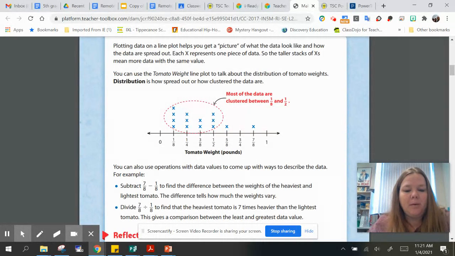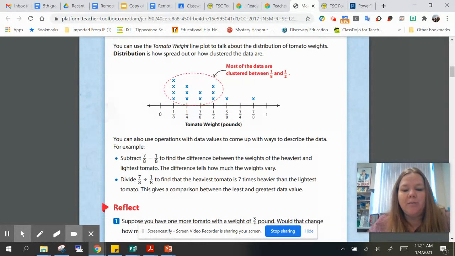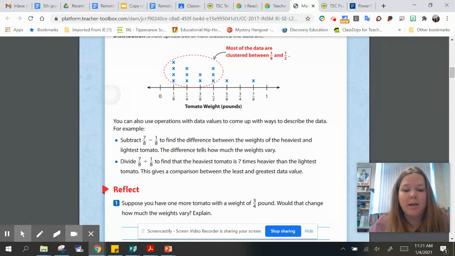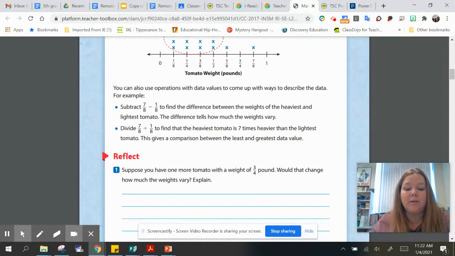You can use operations with data values to come up with ways to describe the data. First of all, you can subtract 7/8 minus 1/8 to find the difference between the heaviest and the lightest tomato. That shows you how much the weights vary. So 6/8 is how much they vary. Divide 7/8 by 1/8 to find that the heaviest tomato is 7 times heavier than the lightest tomato. That also gives us a comparison between the least and the greatest data value.